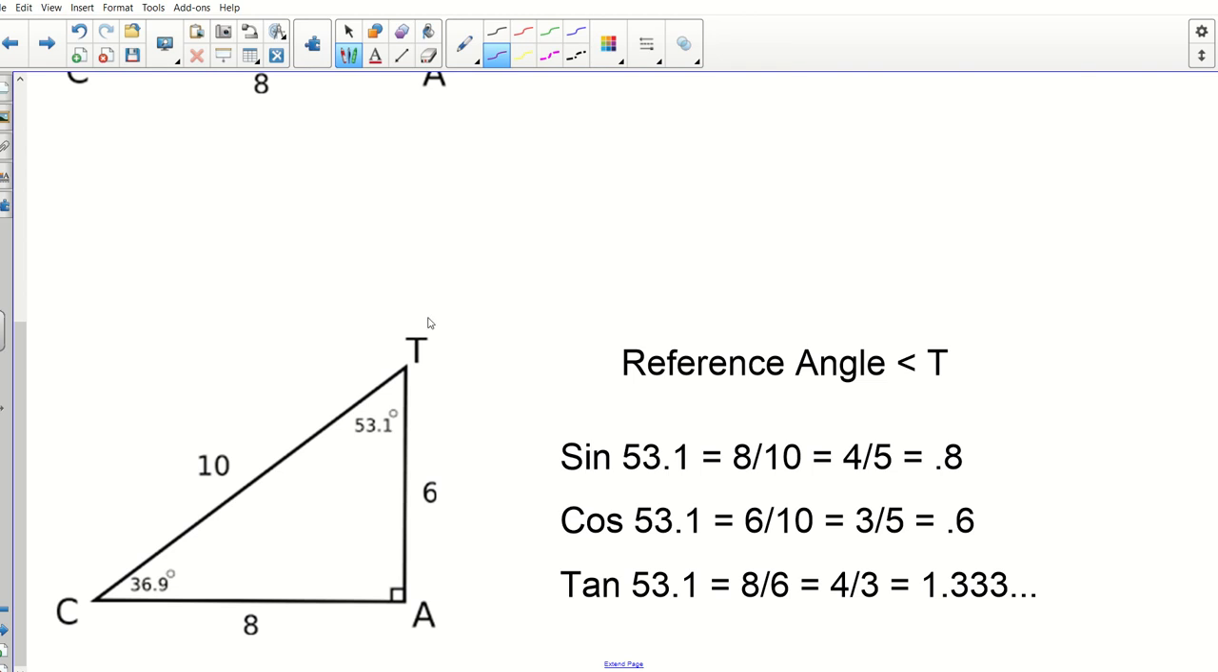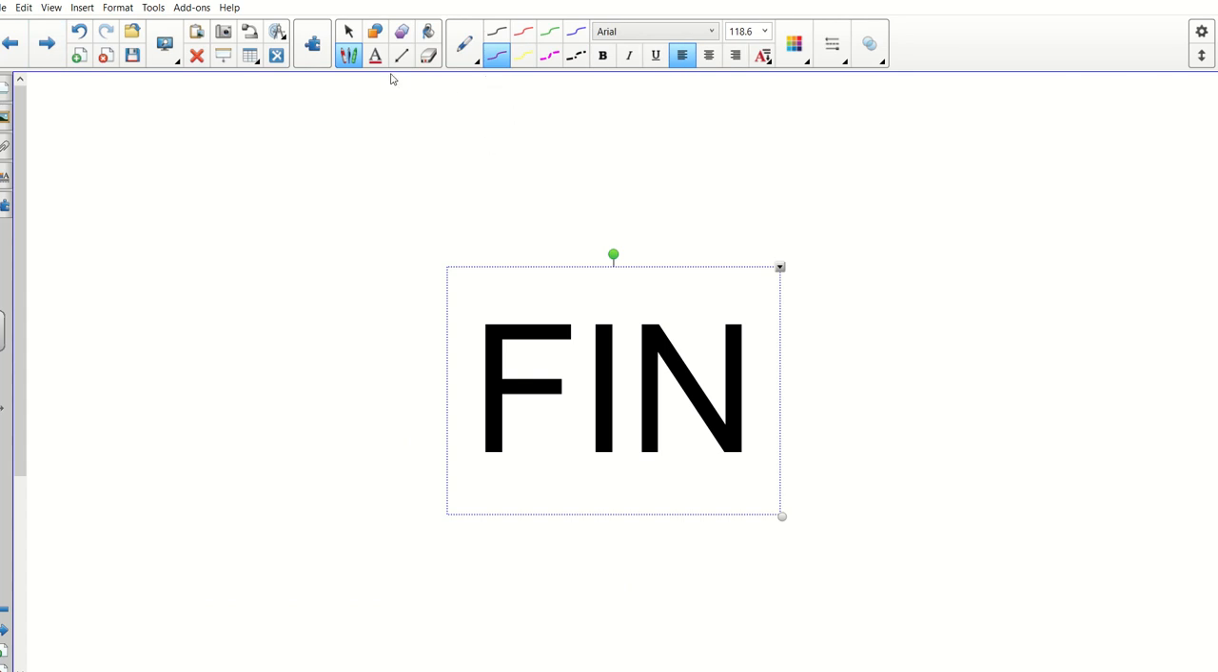So hopefully this has been a good introduction for you. You understand how to label the sides of a right triangle, what a reference angle is and how it can change the meaning of the opposite and adjacent sides, and how we are going to use it with numbers going forward. At this point, you can go take the exit ticket and submit it to your teacher and finish up this lesson. Thank you for listening and watching.